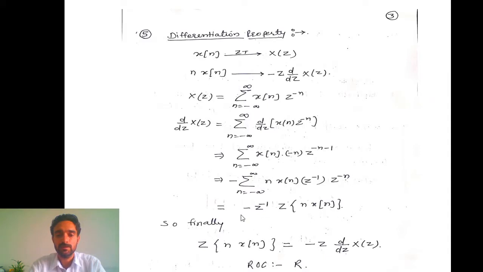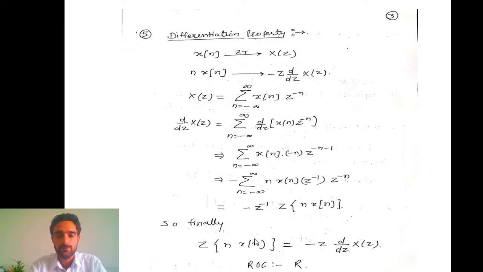So finally we have minus 1 by z and the Z transform of n x of n. So the Z transform of n x of n is equal to, we can take this 1 upon z as a multiplication factor of d by dz of x of z. So finally we have minus z d by dz of x of z. And there is no change in the ROC after using this differentiation property.